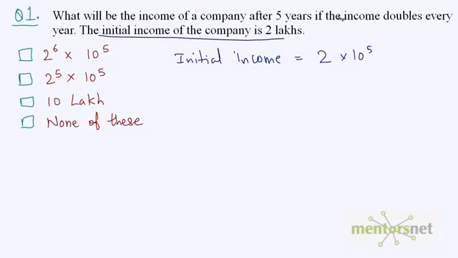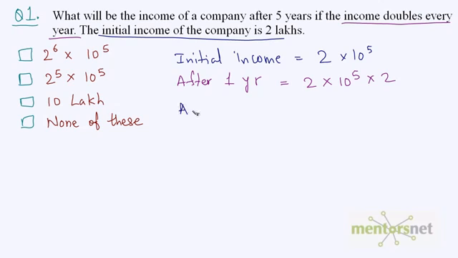Also, we have been given that the income of this company doubles every year. So every year the income is going to double. So after 1 year, the income will be 2 into 10 raised to power 5 times 2, isn't it? You will multiply by 2 to double the term. So after 1 year, it will be multiplied by 2.